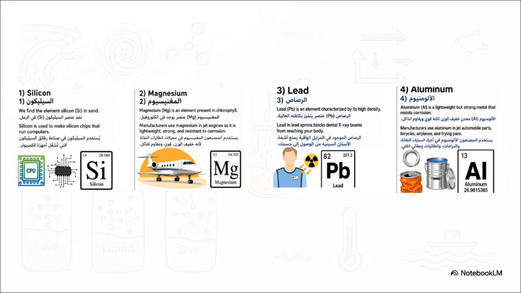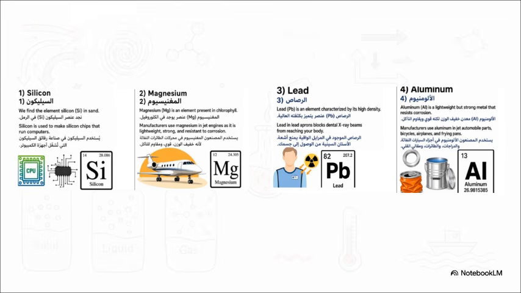First up, silicon, element 14. We find it in sand, and it's the absolutely crucial component for making the computer chips running the device you're using right now. Next is magnesium, element 12, which is found in chlorophyll. Manufacturers actually use it in jet engines because it's incredibly lightweight, super strong, and resistant to corrosion.